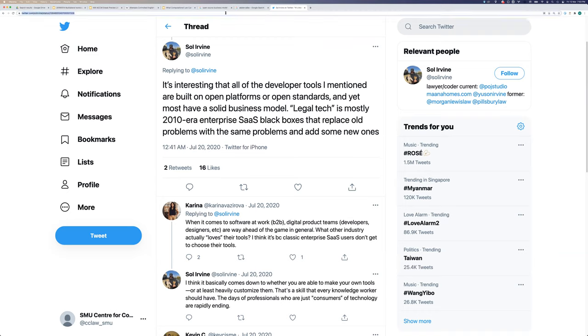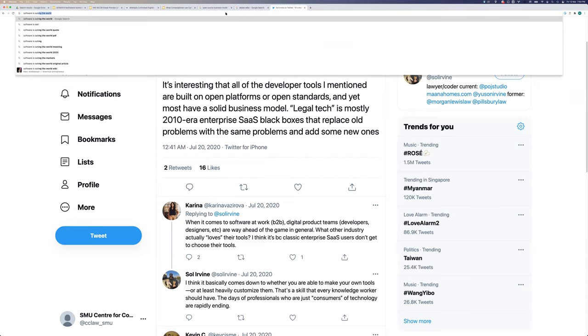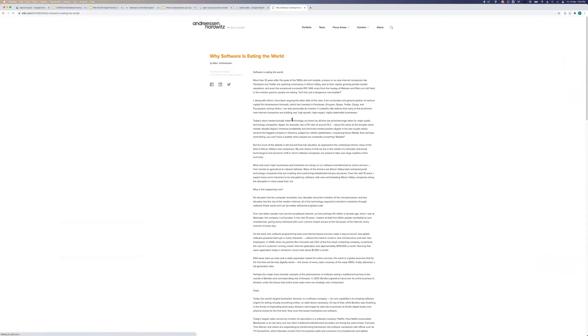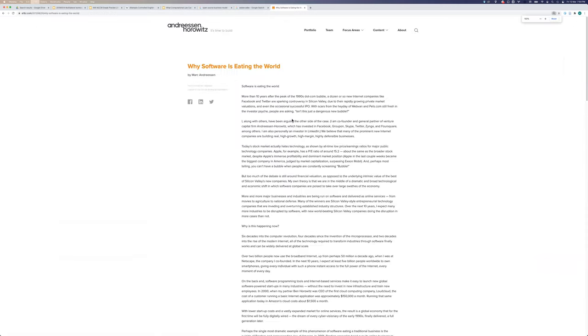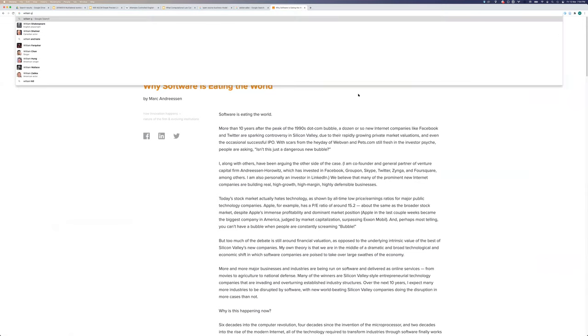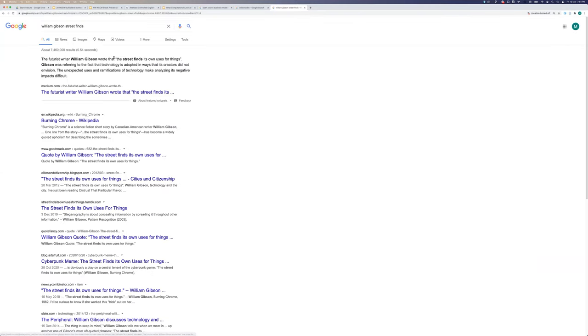The interesting thing about all this, we are inspired by the idea that software is eating the world. This is something that Marc Andreessen said. They came out with this thesis 10 years ago, and they have done very, very well since. And the interesting idea about when software eats the world, if I can quote William Gibson, the street finds its own uses for things, right?